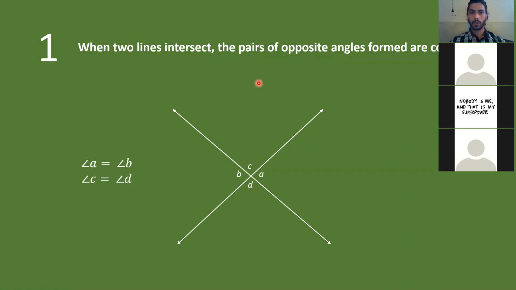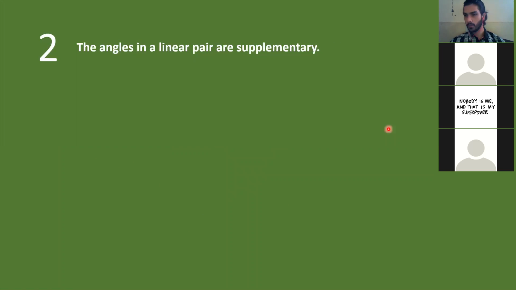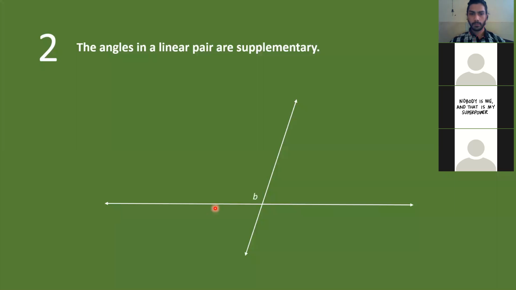Now we go to the second property. Somebody come off mute and quickly read what's written on the screen. The angles in a linear pair are supplementary. Absolutely. So we have a line that's been intersected by another line and 2 angles are formed, angle A and angle B. The addition of these 2 angles is 180 degrees. Supplementary means they add to 180 degrees, and angle A and angle B are in a linear pair.